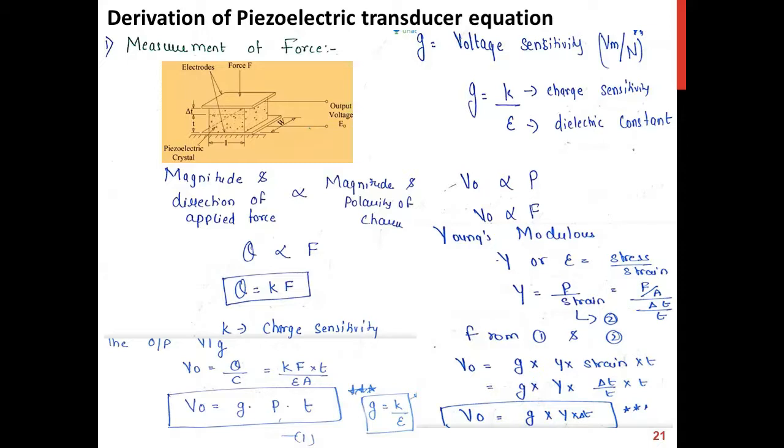So we call K by epsilon equal to G, which is called the voltage sensitivity, and we get this factor as there is a change in the elasticity. We can apply Young's modulus, and after substituting the values from 1 and 2, we get this formula: V naught equals G, the voltage sensitivity, into Young's modulus into the change in the thickness, which can be used in many types of calculation.